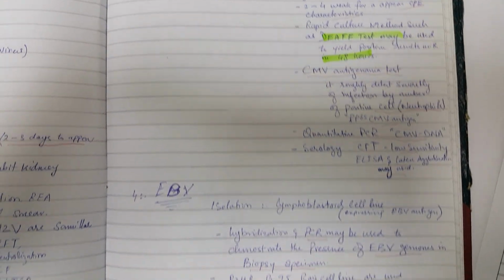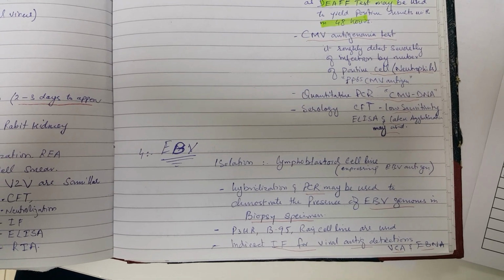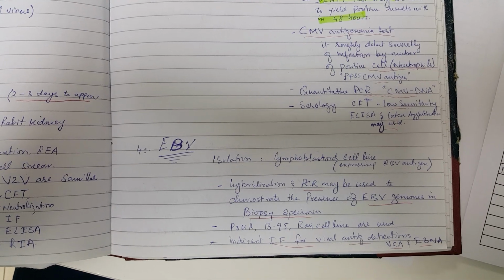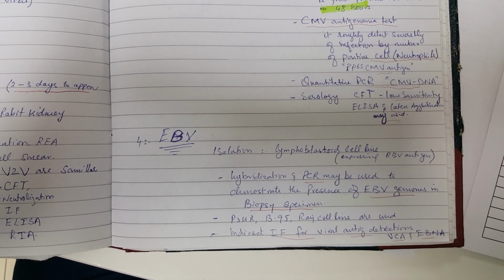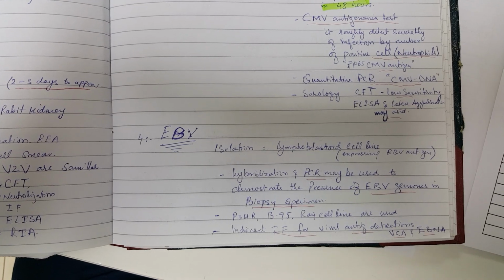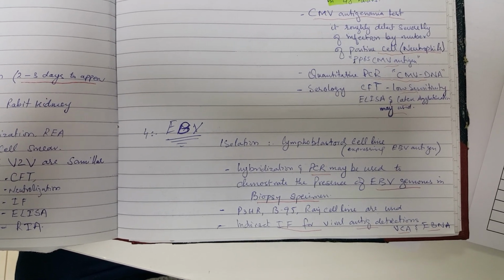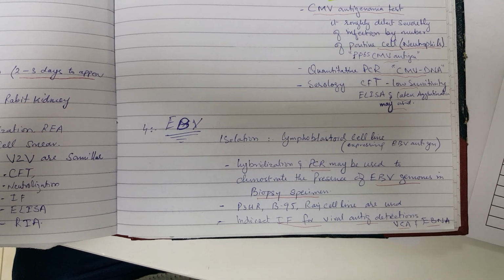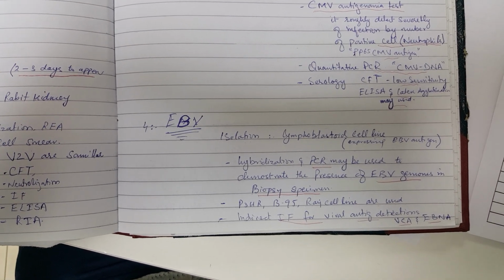In Epstein-Barr viruses, the isolation can be done by lymphoblastoid cell lines expressing the EBNA antigen. Hybridization and PCR may be used to demonstrate the presence of the EBV genome in the biopsy specimen. Indirect immunofluorescent viral antigen detection can also be helpful.